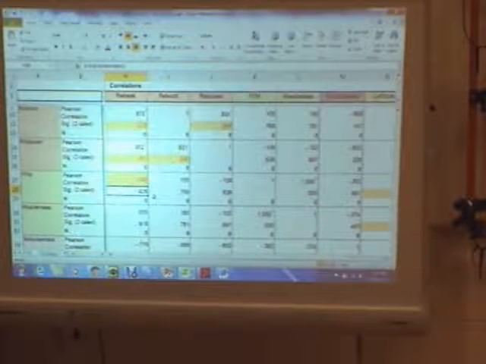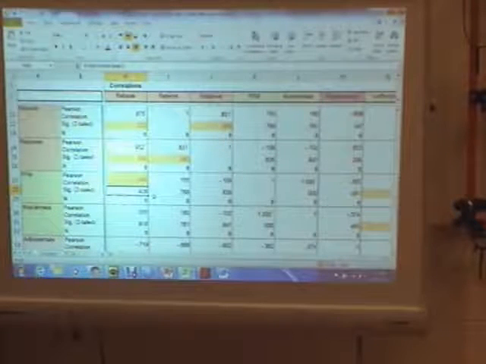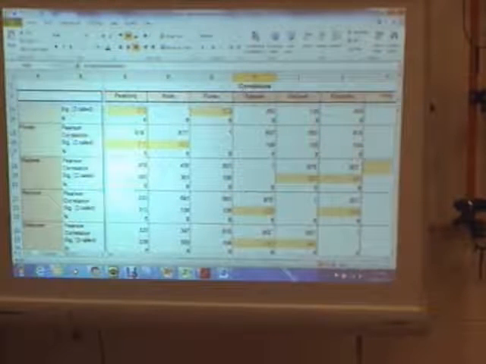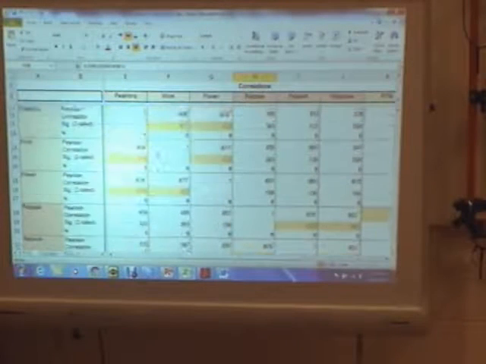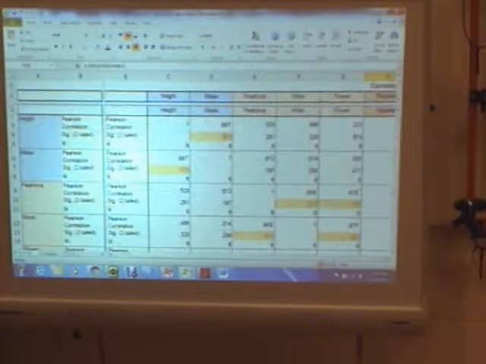And so only relative torque, relative work, and relative power are related. And then the peak torque, the work, and the power, the absolute measures, they're all related to each other. And then height and mass are related to each other.